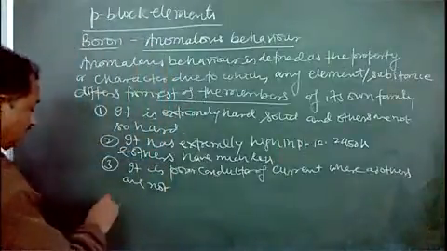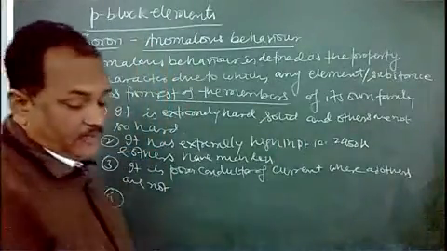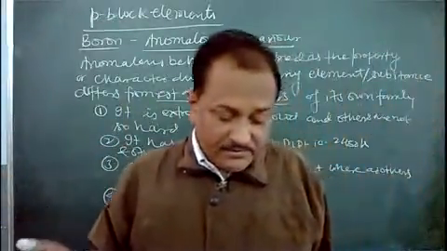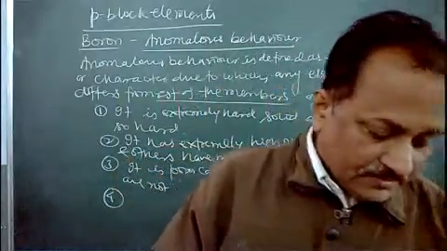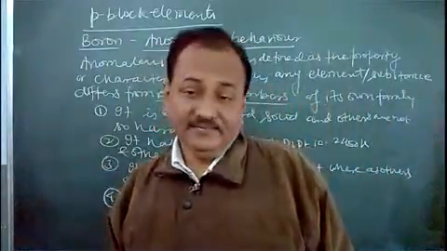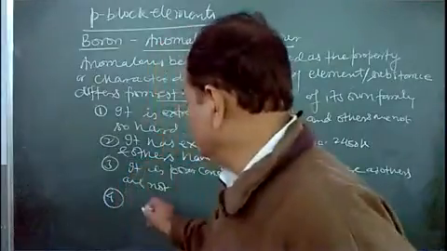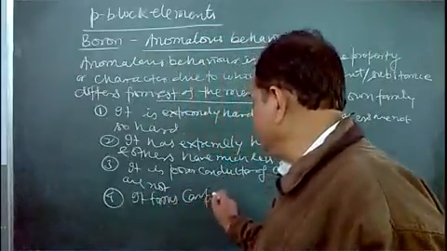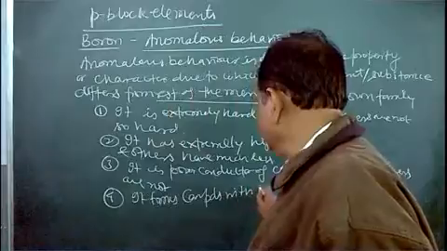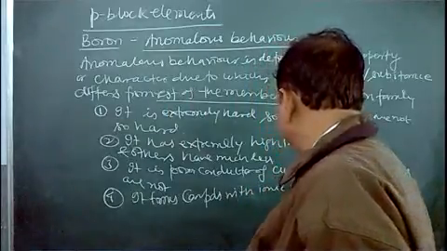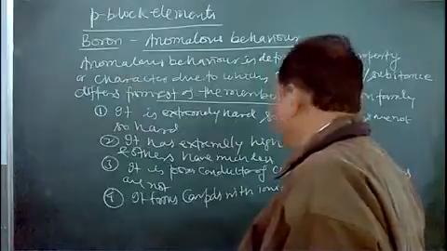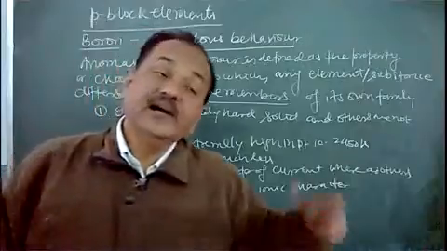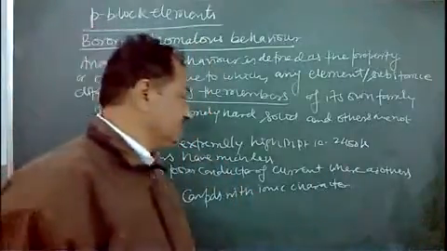Now, other points. Boron basically forms compounds having ionic character. Compounds of boron are ionic in nature. It means compounds of others, they are covalent.